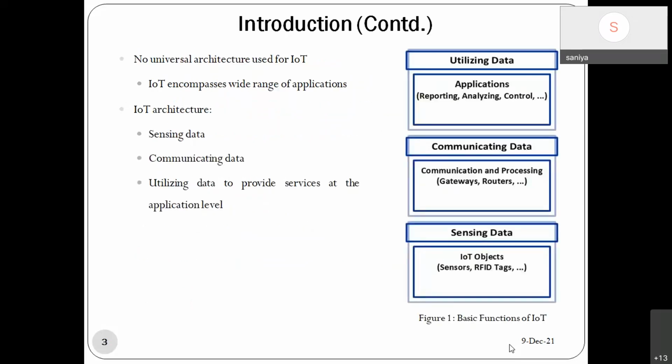There is no universal architecture that is used for the IoT. I cannot say there is one universal solution that you can follow, because IoT encompasses a wide range of applications. A simple or basic IoT architecture should have three layers. There should be one layer that senses the data, obviously our IoT devices. Then we need to communicate this data, so that we can utilize it to provide services at the application layer.